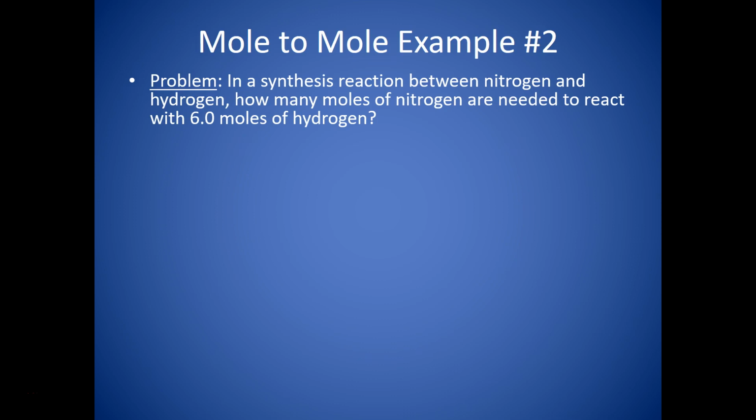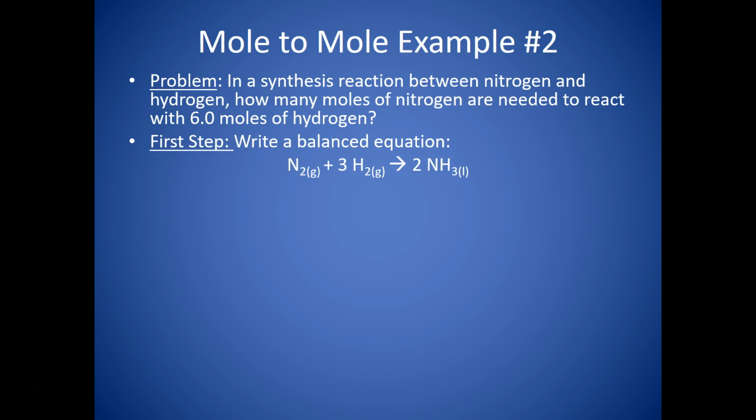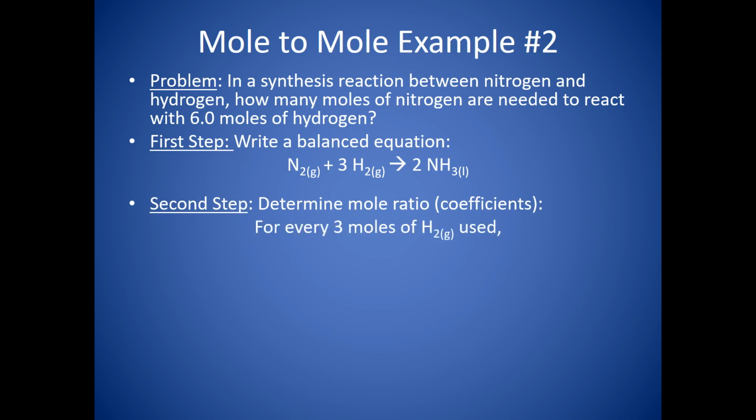All right. So our first step, we need the balanced chemical equation. Same one as before. We need our mole ratio. Still, for every 3 moles of hydrogen used, but this time we're going to use 1 mole of N2 because we were asked how many moles of nitrogen are needed. So we were connecting hydrogen and nitrogen.